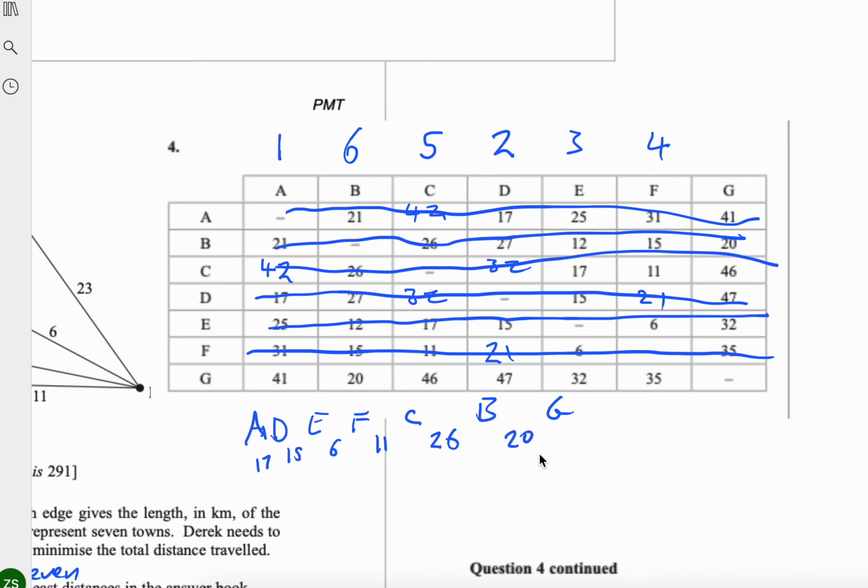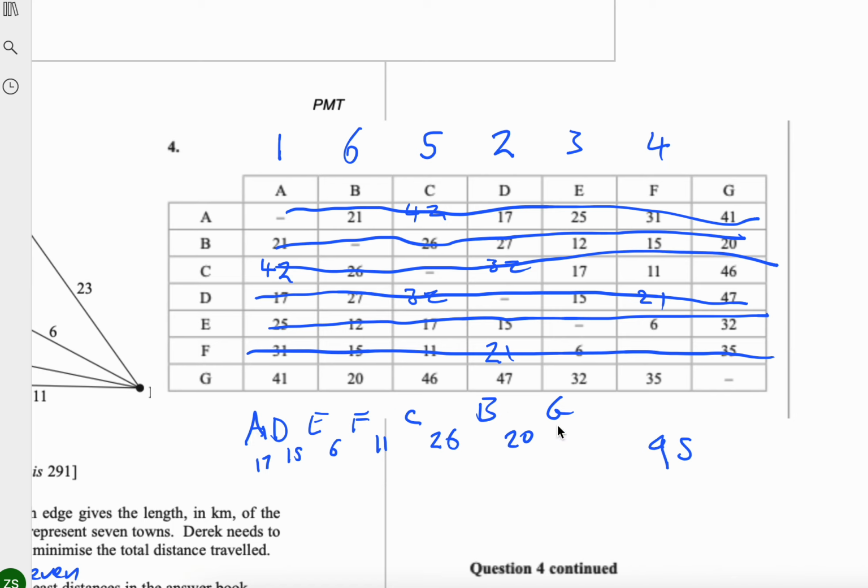So the total, can you add them up for me? 95. Okay, and where do we start and where do we end? We start at A, we end at G.